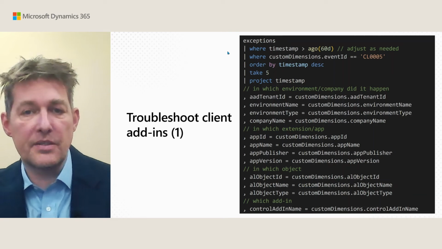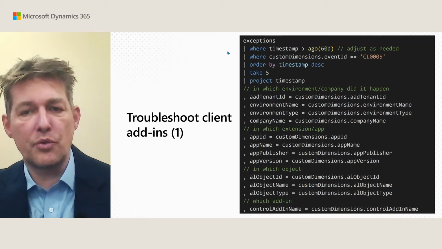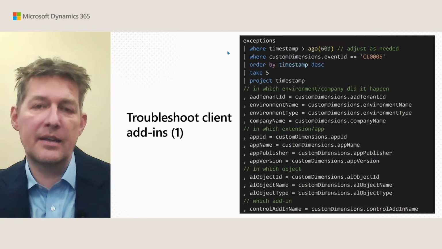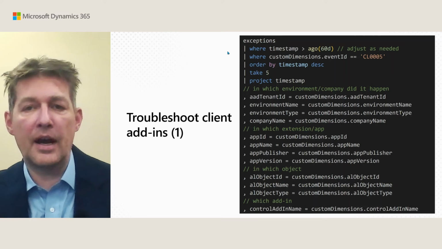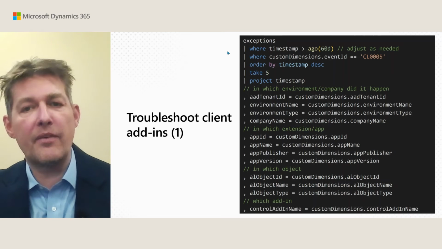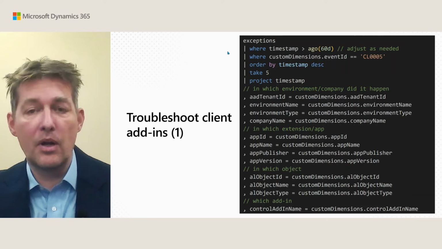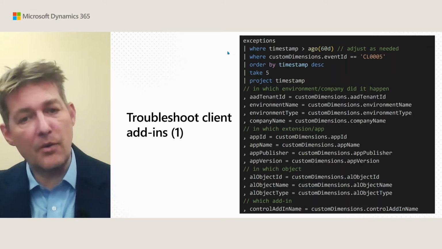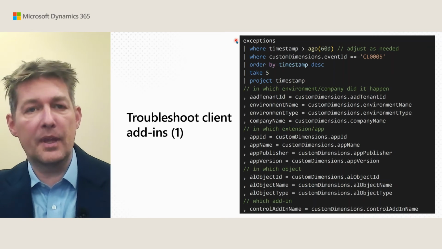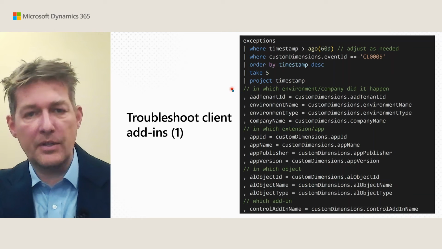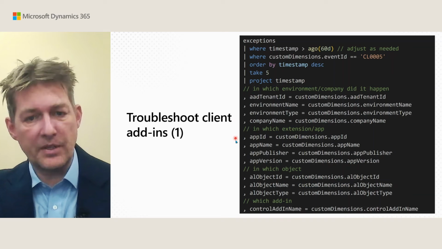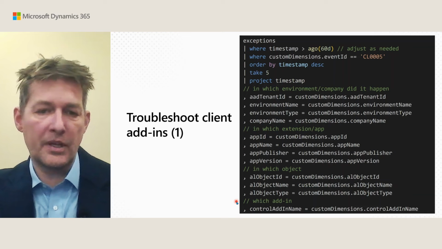So client add-ins today can be hard to troubleshoot because, as seen from the Business Central platform or client, a client add-in is basically just an embedded iframe. That's it. And then whatever happens in that iframe until now, the client wouldn't really know about, and you wouldn't know about any errors. But now you do. You can see an exception happening again, in which environment it happened, in which company, also from which app, in which object, and which add-in was throwing the error.